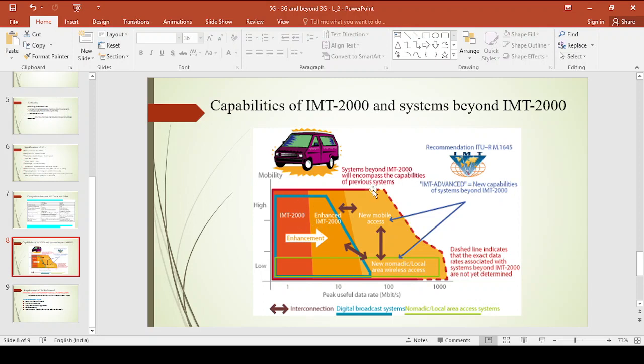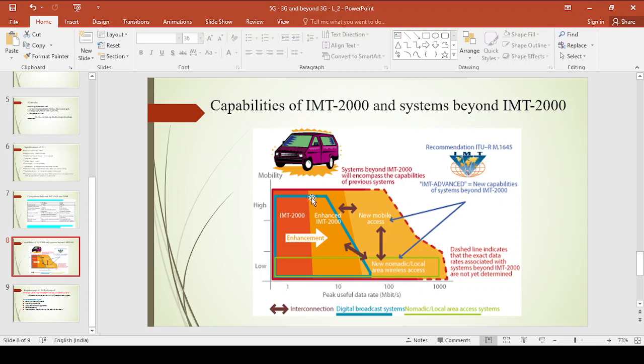Now the system beyond IMT 2000, nothing but your 4G system, will encompass the capabilities of the previous system, right? Now this is your third generation system and this is your fourth generation system, and here you will have the fifth generation system, and again the mobility is maintained constant and the data rate is improved. Beyond the fifth generation we have the sixth generation system, again the mobility remains constant and the data rate will be improved. That means as you move from one generation to another, the mobility is maintained constant from third to fourth, fourth to fifth, fifth to sixth, and the data rate keeps on increasing. This is what the picture wants to conclude, right?